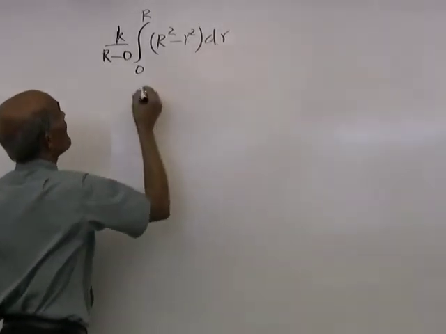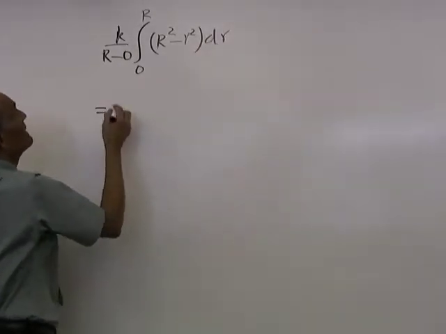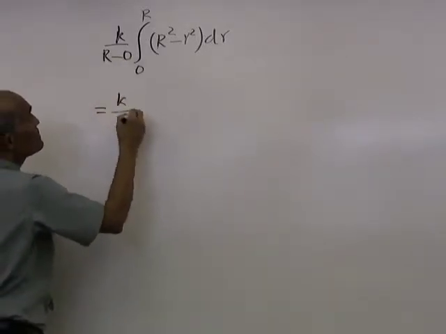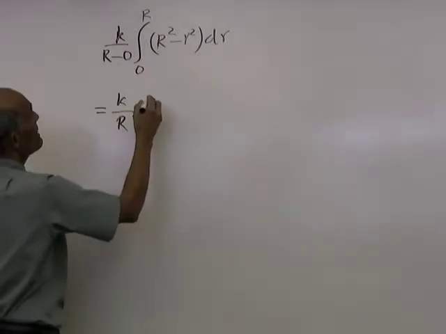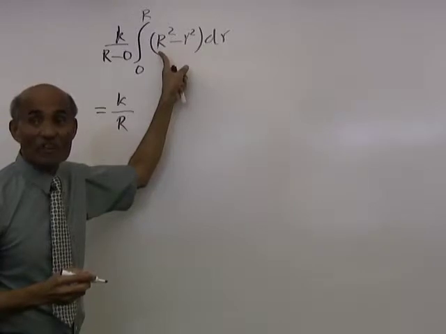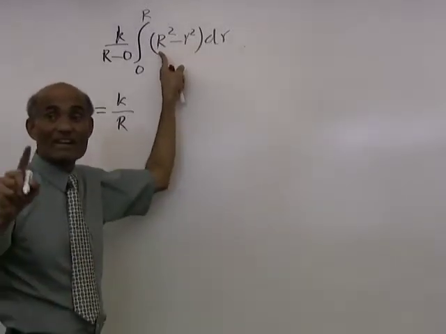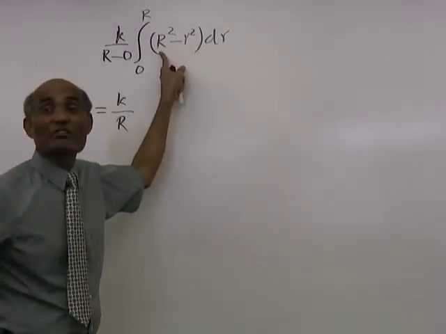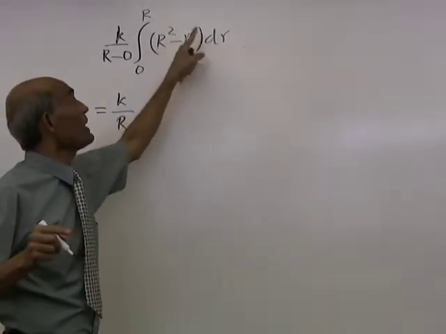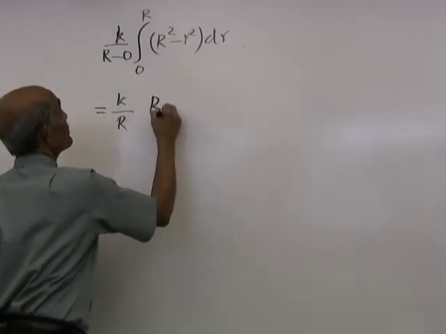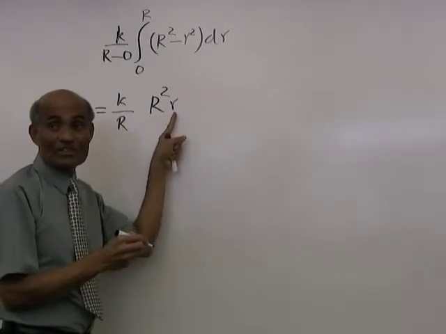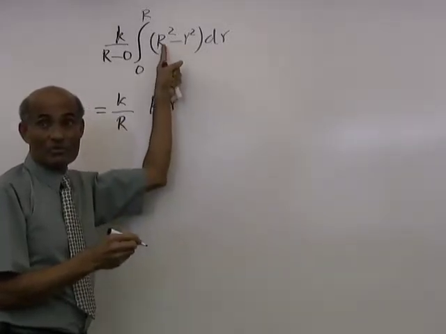Now help me evaluate that. That will be k over uppercase R minus 0, which is k over uppercase R. Now you should understand that the uppercase R is a constant, and you should know that the integral of a dx is ax. Is that right? So the integral of R squared dr is R squared r. The big R squared is a constant. This is the variable, so this will remain the same.